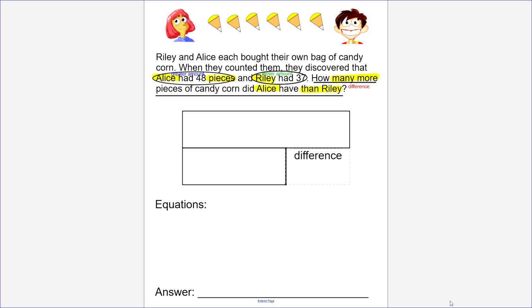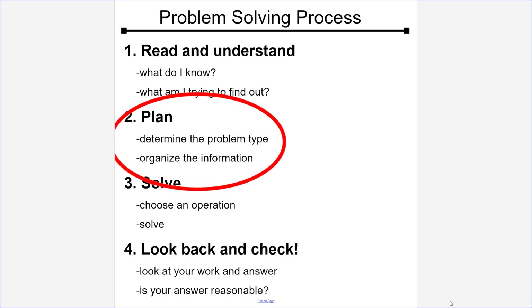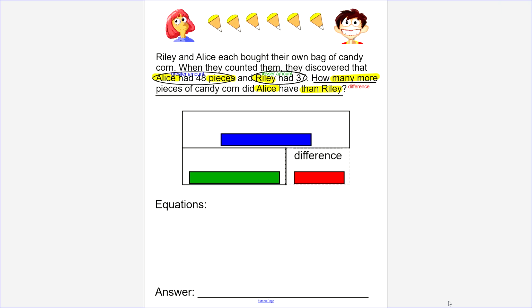Let's go ahead and start thinking about step 2 of our problem-solving process. Planning. We're going to determine the problem type. Today we know it's compare, and we're going to organize the information using a tape diagram. Let's go ahead and think about our tape diagram. Well, we know that the two amounts are Alice's candy and Riley's candy.